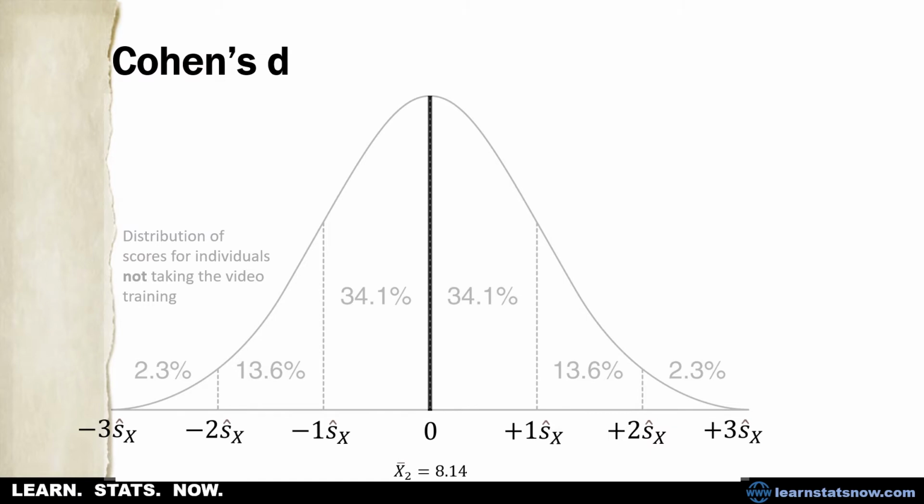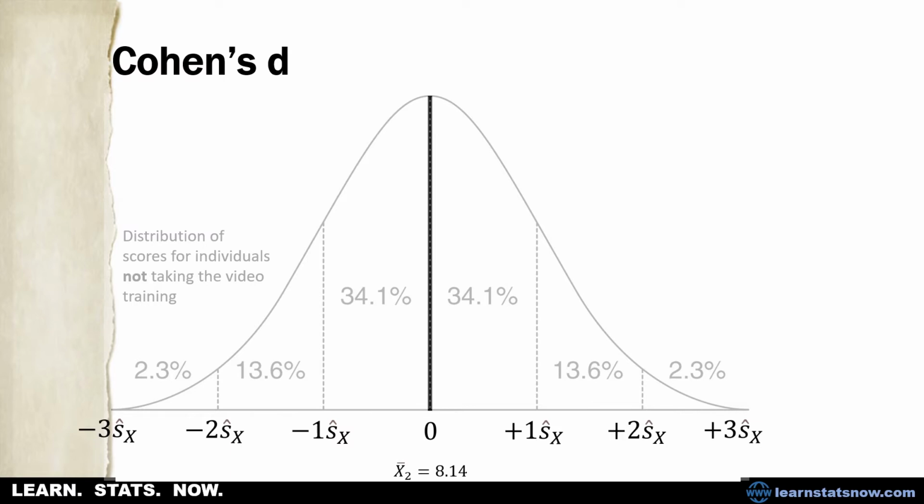What we could do is plot out the distribution of scores for individuals not taking the video training, in other words, group 2. On the horizontal axis, we will have the estimated pooled standard deviations for the population. The center point of this distribution will be 0, and that corresponds to a mean of 8.14. As we move out to the right and the left, we go up by 1 estimated standard deviation, 2 estimated standard deviations, and so forth. This is the distribution of scores for individuals who did not take the video training.